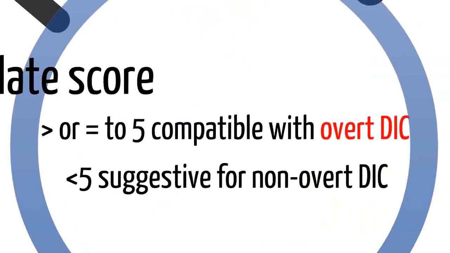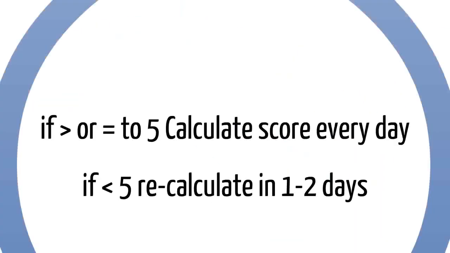Now let's calculate the score. If you get a score that's greater than or equal to 5, that's compatible with overt DIC. For patients less than 5, this is suggestive of a non-overt DIC. So greater than or equal to 5, you have a definite diagnosis.